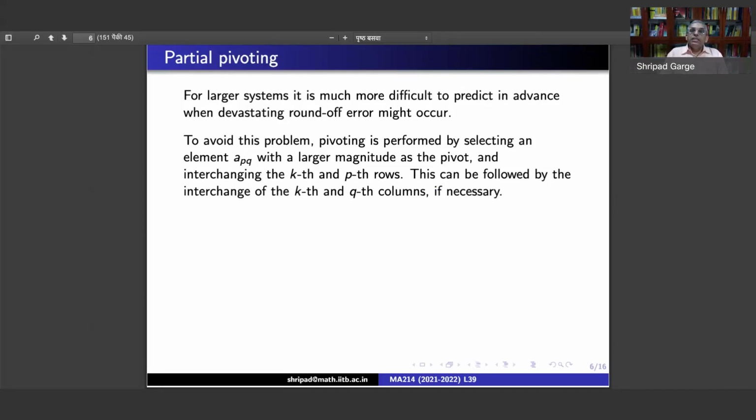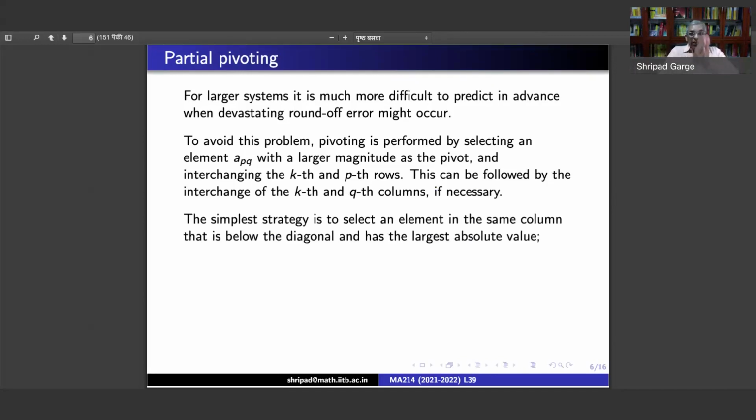So what one does instead is to look at the same column below the diagonal and then look at an element which has the largest absolute value. Okay, so we will not be changing columns now, but we are looking at that kth column, which is the column that we have to concentrate on. And instead of taking your akk, you look at akk, ak plus 1 k, ak plus 2 k, and so on up to ank. Choose an element which has the largest absolute value, the largest modulus.